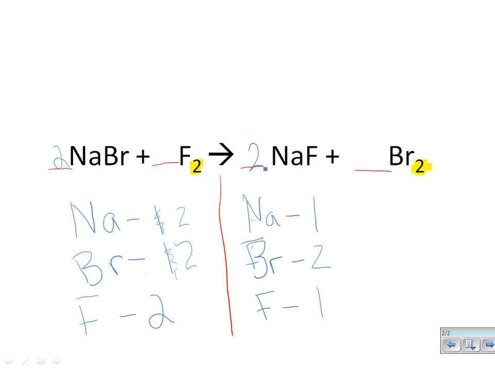So I'm going to add a 2 here, and that will change the number of atoms of sodium to 2, and it'll change the number of atoms of fluorine to 2. Now I double check my work. 2 atoms of each element on both sides. At this point, we are balanced and we can stop.